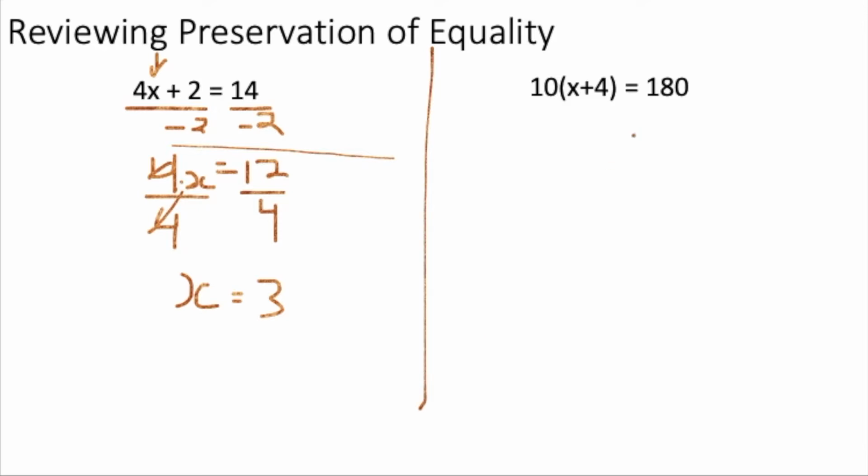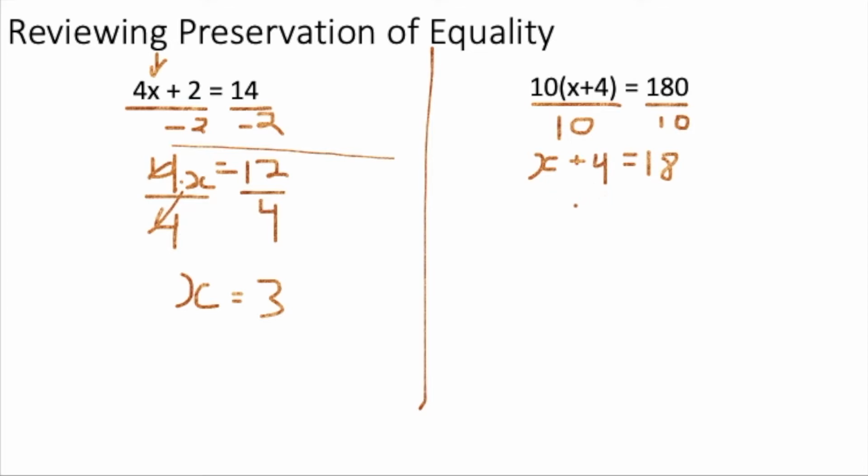Okay, and then on this side, now there's 2 ways to do this. I am just noticing, again, we're preserving both sides, that I'm multiplying this whole entire thing by 10. So I can just go straight to dividing by 10. And I'm going to divide this side by 10. So now I have 18 on this side and x plus 4 on this side.